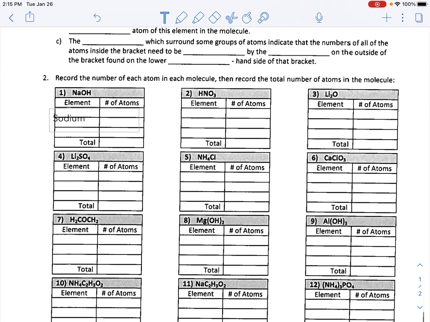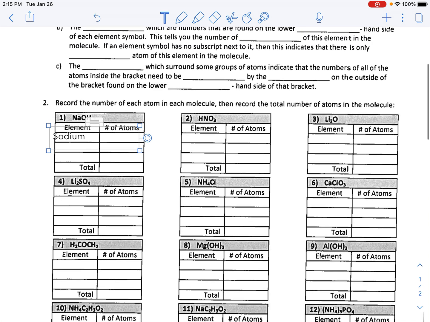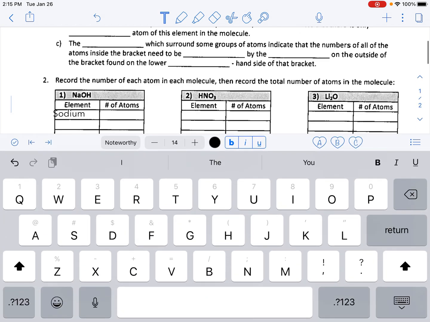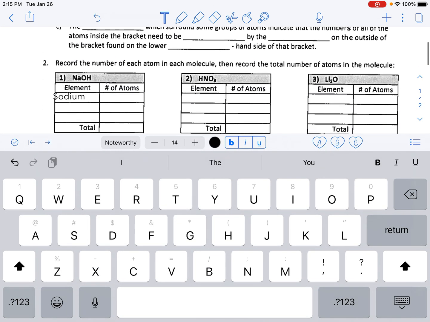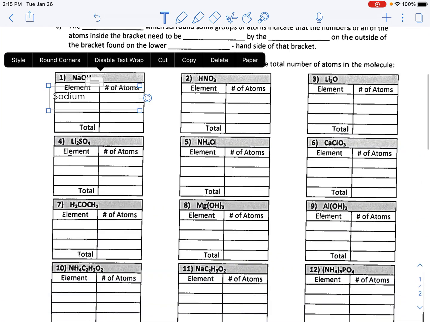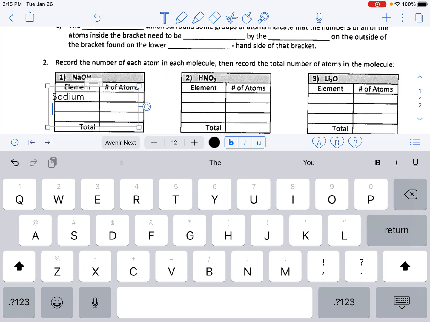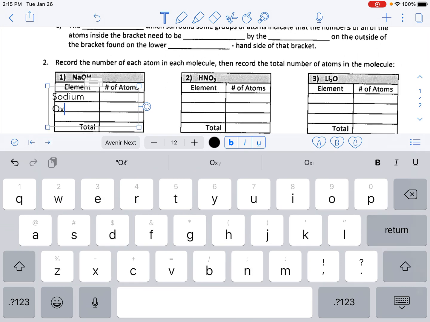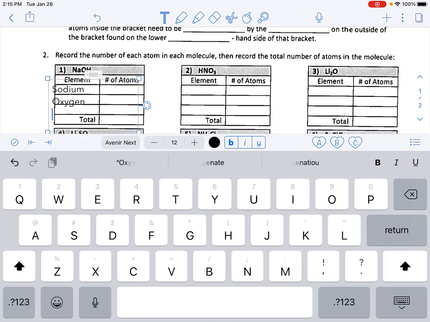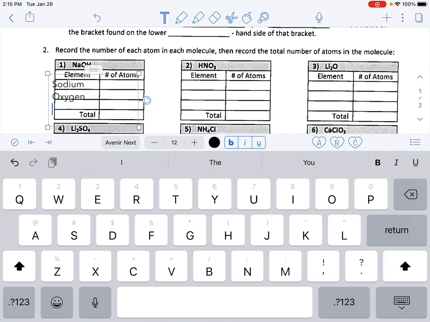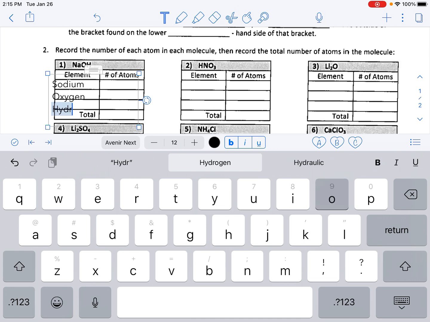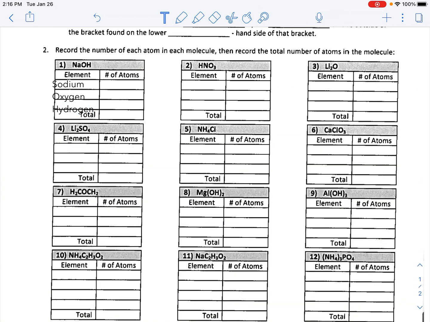Sorry, I'm using my iPad and I'm not used to it, obviously. Okay. Oh, that's still sodium. That's okay. We'll just hit return and we'll put oxygen here. And then we'll put H as hydrogen. Okay. So there's my 3 elements.